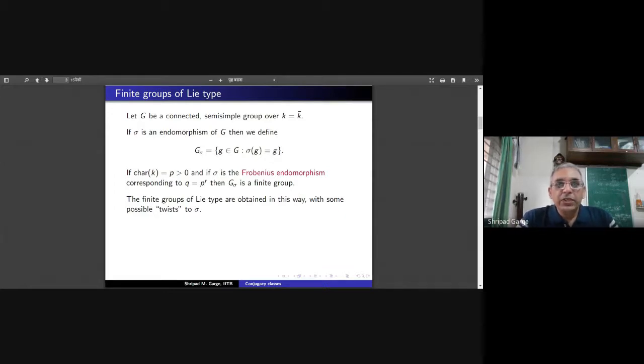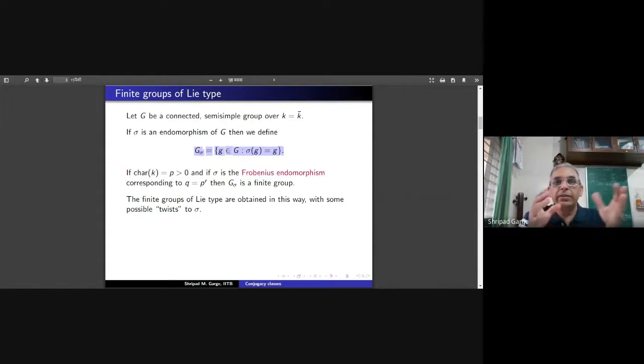And for such a group, we define this subgroup G sigma. Whenever you have an endomorphism sigma of the group G, we take the fixed points, and that's a subgroup which we denote by G sigma. If you are working with a field whose characteristic is positive, and you take sigma to be the Frobenius endomorphism, which corresponds to q equal to some power of the prime p, then this G sigma is a finite group. I explained this very briefly last time.